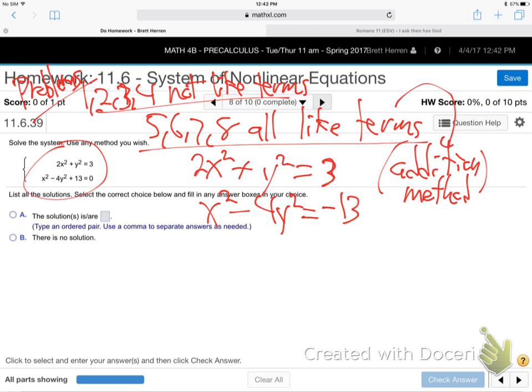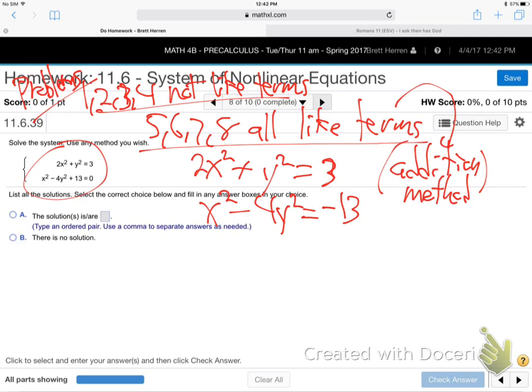You got to make either the x's or the y's, it doesn't matter which one, opposites. So we got to make the two x squareds, one be positive 2, one be negative 2, or you could do the y's, make one a positive 4 and the other one a negative 4. Make the two y's or the two x's opposites, so that when you add them, they'll cancel. Doesn't matter which one you do.